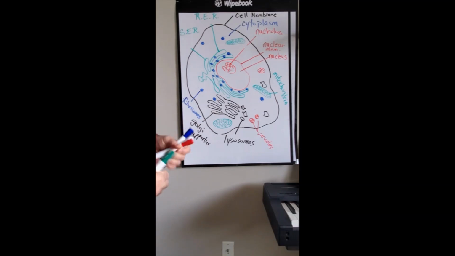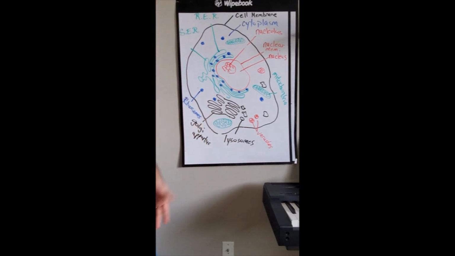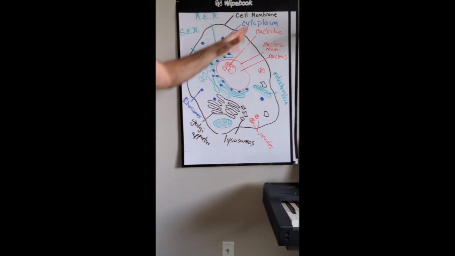On yours, I would expect you to do all your labeling on one side if possible, neatly on the other side. Include a figure number. I just don't have the room to be able to do that. So let's go around this circle here, kind of in the order that we did things. We have cell membrane, cytoplasm, the nucleus with its nuclear membrane and the nucleolus.